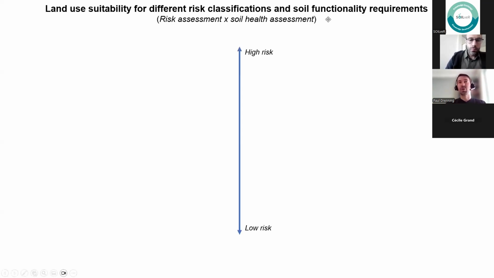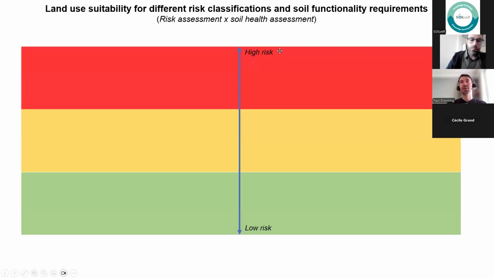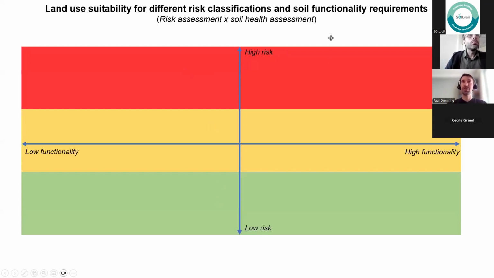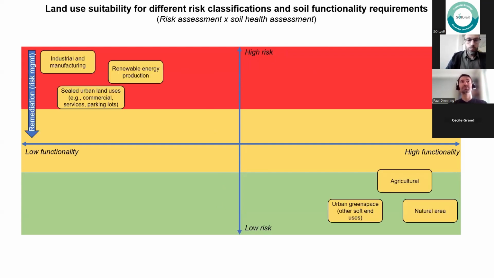So we're considering the first part with the risk assessment. Maybe we can classify a site along a spectrum from low risk to high risk. And just a standard stoplight could be used to represent this, say a red for high risk and yellow for medium, green for low risk. And if we add a soil health assessment to consider the functionality of a site from low to high, we can further classify our different types of sites.